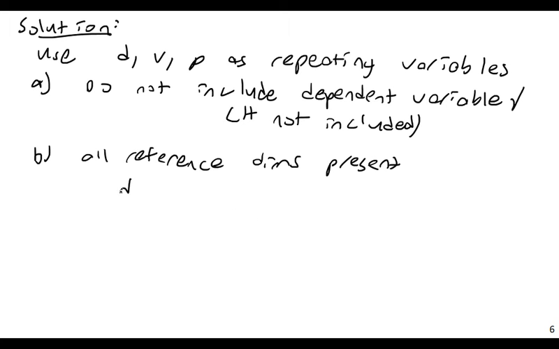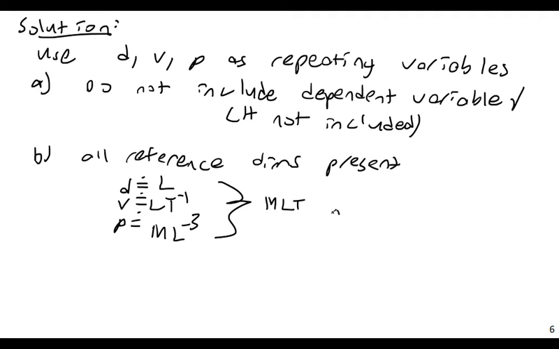Well, let's see. D is going to have dimensions of length. Velocity is going to have dimensions of Lt to the negative 1. And density is going to have dimensions of m L to the negative 3. So we can see that m, L, and t are all present. All dimensions are present. Again, they do not need to be present in each of the variables, but they must appear at least once somewhere in your list of repeating variables.